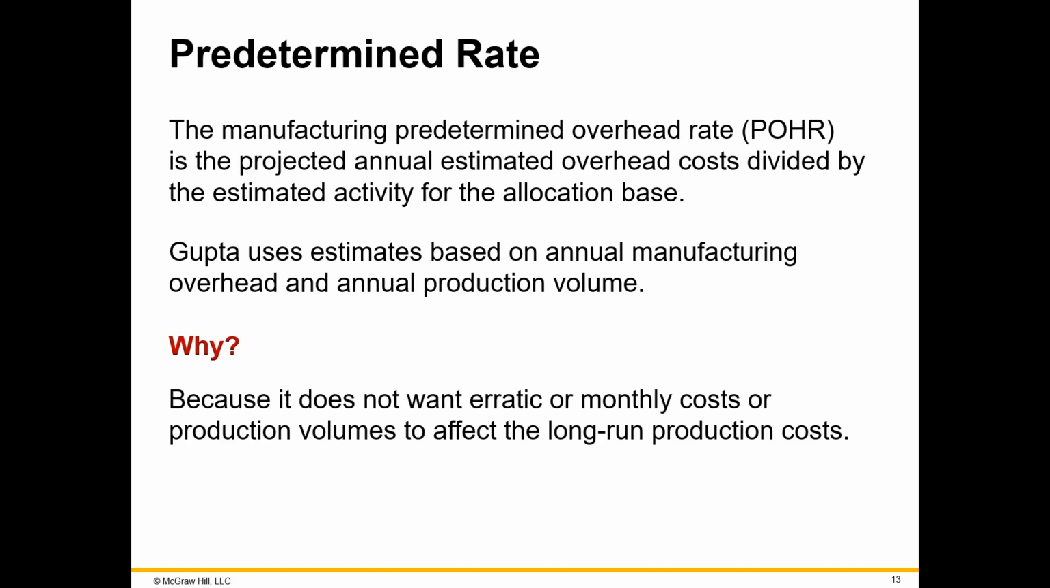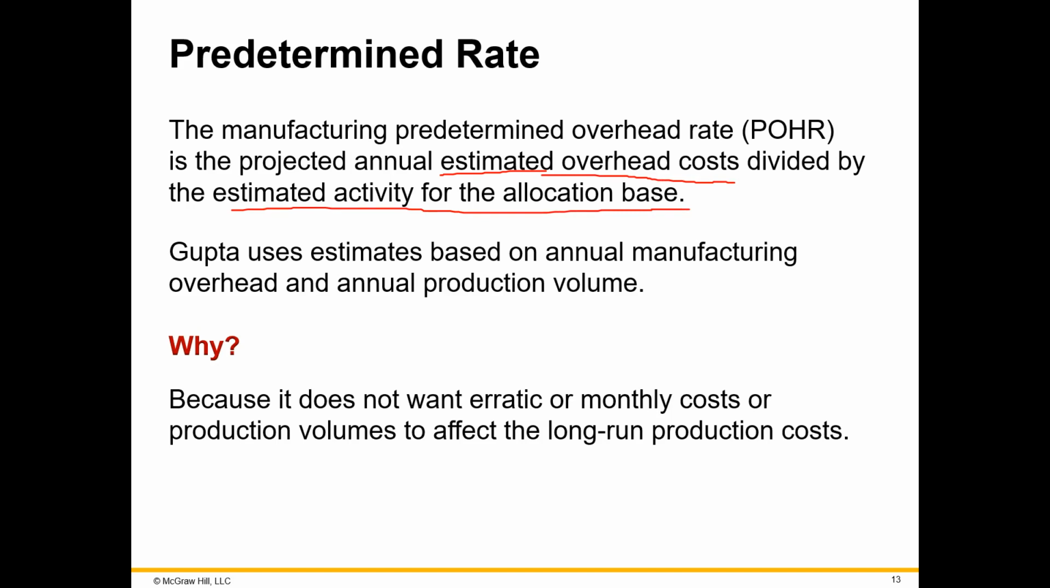So now we talk about the predetermined rate. The predetermined rate is going to be an estimated amount. So we try to predict what our estimated overhead costs are going to be and divide that by our estimated activity for the allocation base. So both numbers are based on estimates.